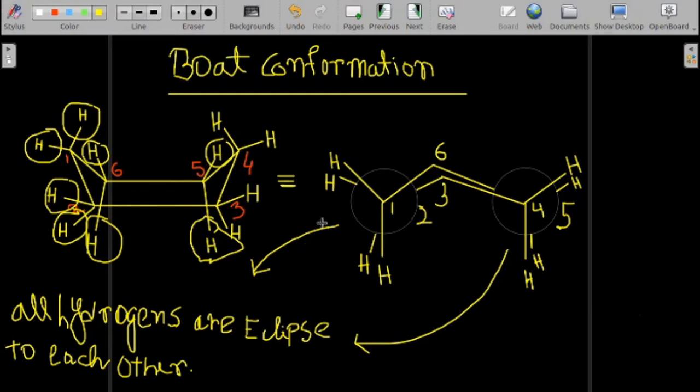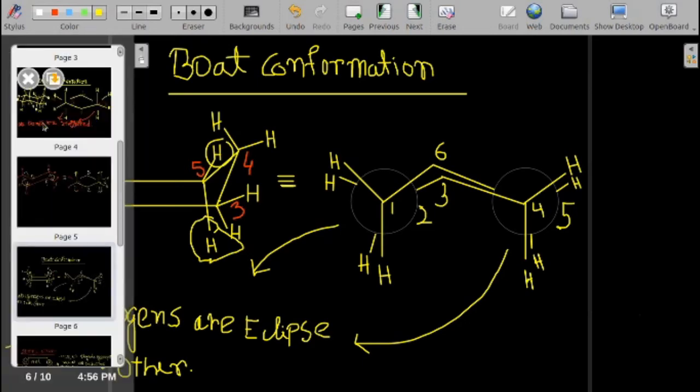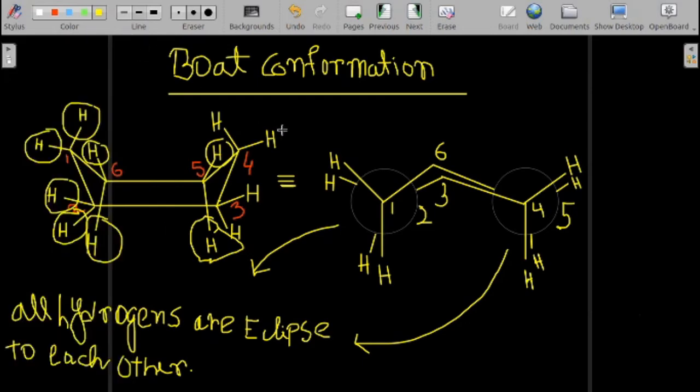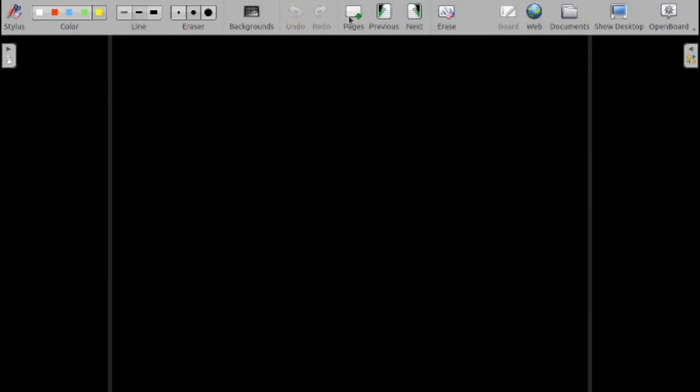Now we will first consider the Newman projection of the boat conformation. Like the chair conformation of cyclohexane, here also we will consider two rotations in this boat conformation. So first we will sketch the boat conformation.